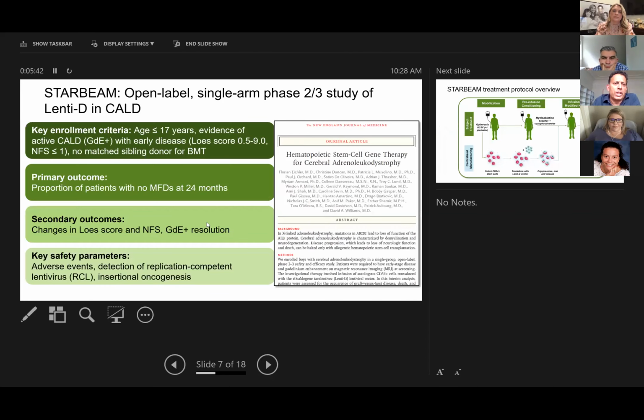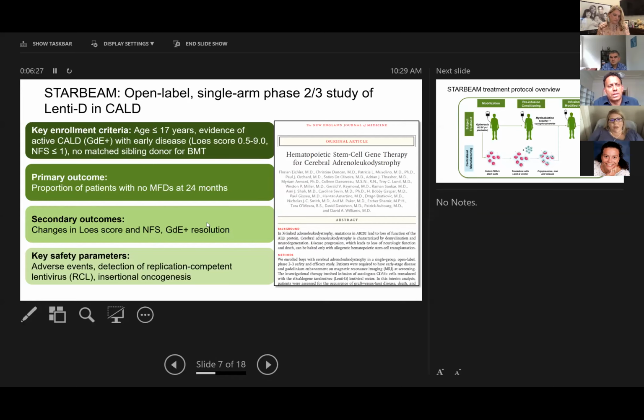So just to summarize briefly the results of the ex vivo gene therapy trial in cerebral ALD, Ali Fatemi already mentioned that bone marrow transplantation is very efficacious in the early stages of cerebral ALD. We used the same enrollment criteria as would be used for bone marrow transplantation. We treated children that were in the early stages of the disease that did not have a matched sibling donor for a bone marrow transplant, but did have evidence of gadolinium enhancement.